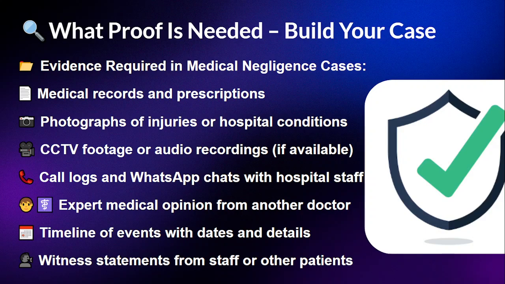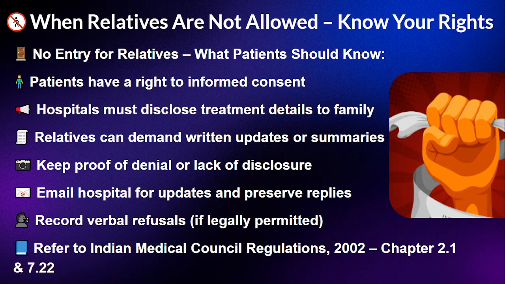Coming up next. What happens when relatives are not allowed inside the hospital? This is common in ICUs or during emergencies, but it raises legal concerns. Patients have a right to informed consent under the Indian Medical Council Regulations, 2002. Doctors must explain procedures and risks to the patient or their legal guardian. Hospitals must disclose treatment details to family members, especially in critical cases. Relatives can demand written updates or daily summaries.